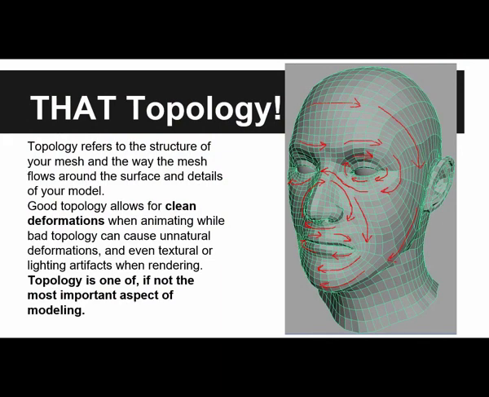This topology. Topology refers to the structure of your mesh and the way the mesh flows around the surface and details of your model. Good topology allows for clean deformations when animating, while bad topology can cause unnatural deformations and even textural or lighting artifacts when rendering. Topology is one of, if not the most important aspect of modeling. You should try to always model with quads. Triangles are okay. Never anything more than quads. It will deform horribly. You have to take into account good topology, because when you rig and you attach your model to the rig, that's when those deformations are really going to show.